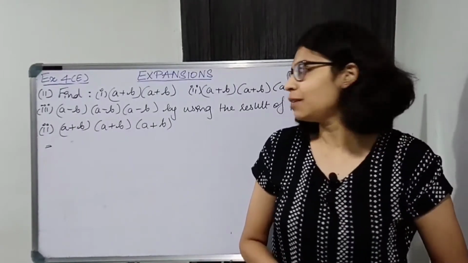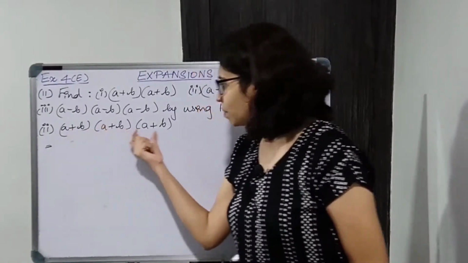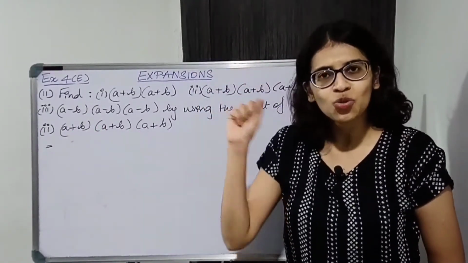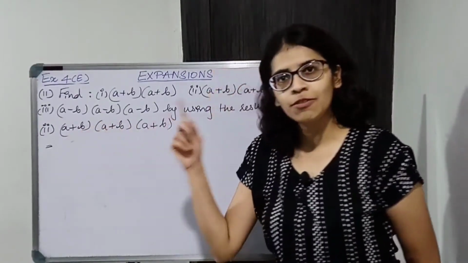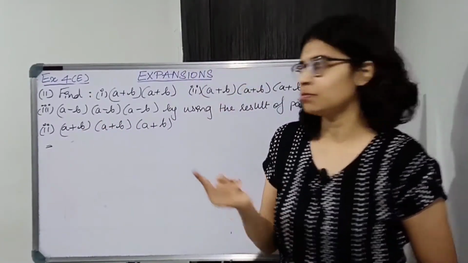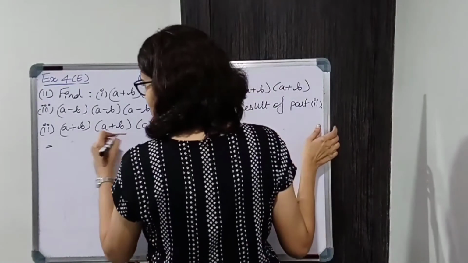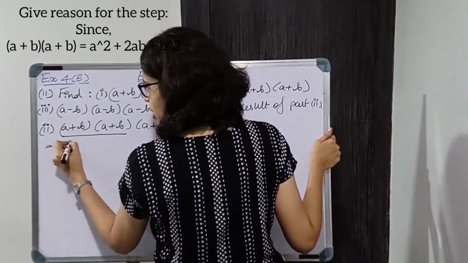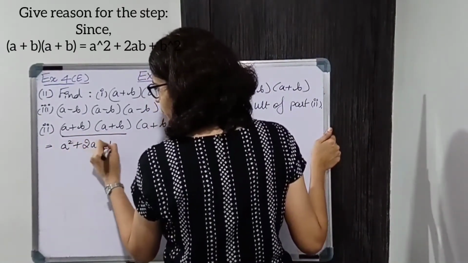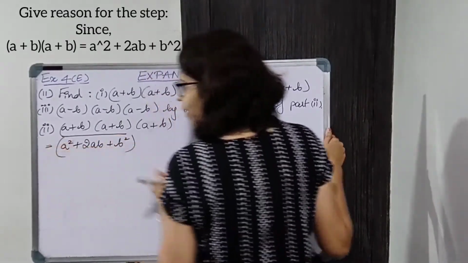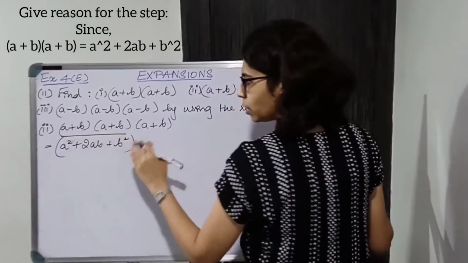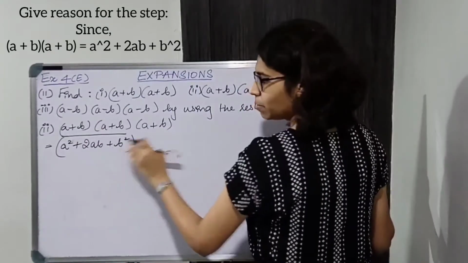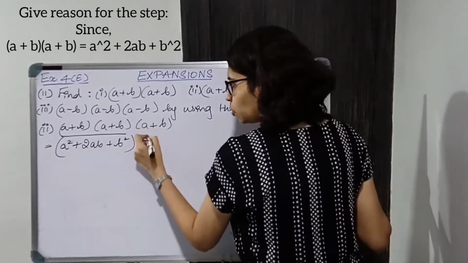Okay, now coming to the second part, A plus B into A plus B into A plus B. Students, A plus B into A plus B we found in the first part. A plus B into A plus B is A square plus 2AB plus B square. So I'll substitute the value: A square plus 2AB plus B square into A plus B.